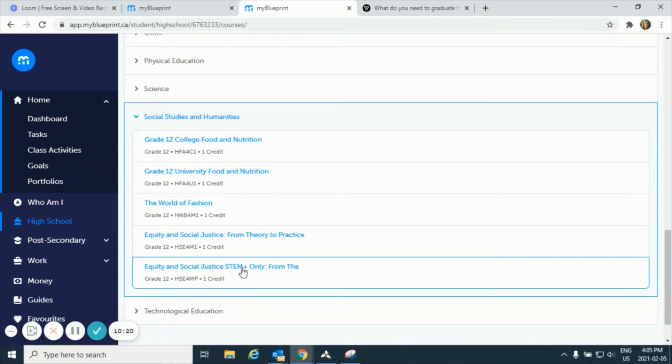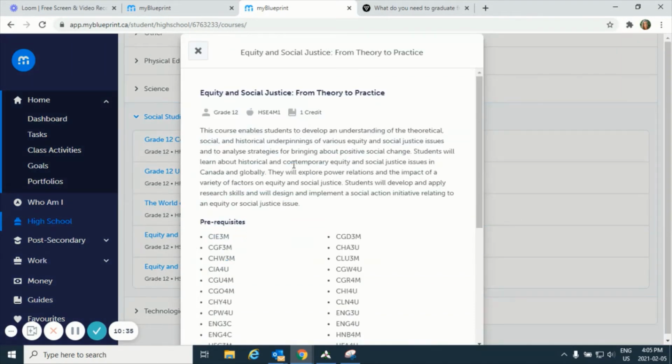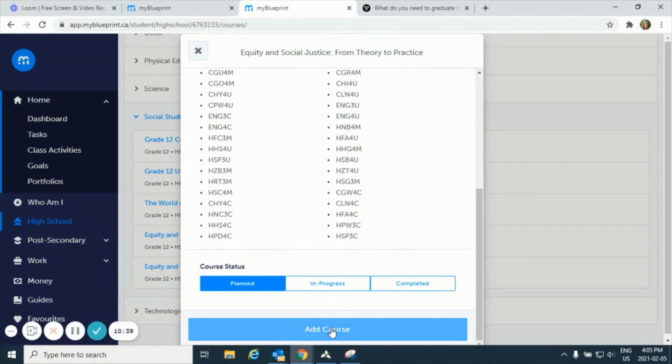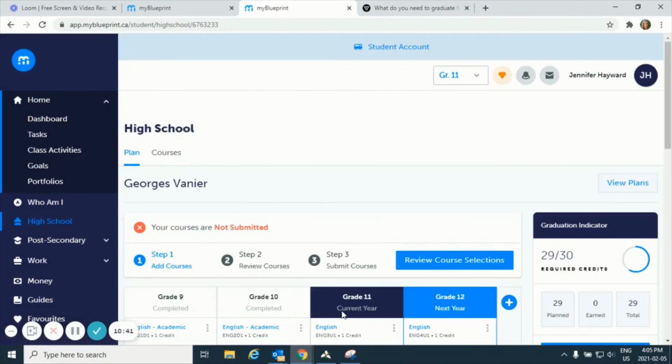This equity and social justice course is for students who are in our STEM program. STEM students, you would choose this course as it has the P. This course looks pretty interesting. I'm going to read the course description, and I will add this course to my plan.